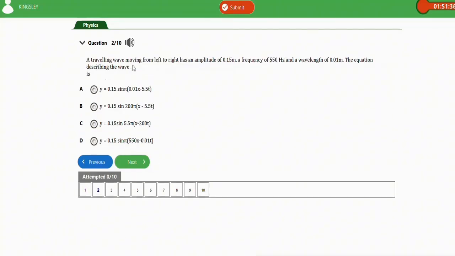Okay, so the next repeated question will be this one. A traveling wave moving from left to right has an amplitude of 0.15 meter, a frequency of 550 Hz, and a wavelength of 0.01 meter. The equation describing the wave is, now guys, because of time, this is a repeated question. Just take note of the correct equation. The correct equation here is option B, which is y equals 0.15 sine 200 pi in bracket x minus 5.5 t, representing the time of the wave.